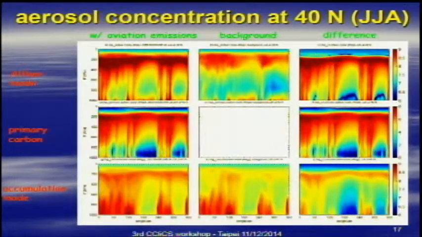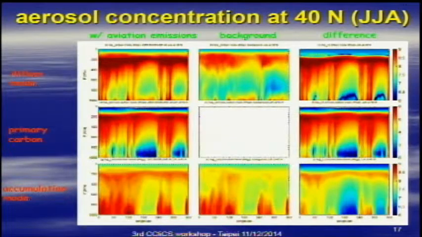So when I take a cross section at 40 degrees north, this is the aerosol concentration. Aitken mode is basically the smallest particle. All aviation sulfates will get into the Aitken mode, and aviation soot will get into the primary carbon mode. By the way, I used the most comprehensive aerosol model in CAM-Chem available, that's the MAM7. And this is the accumulation mode.